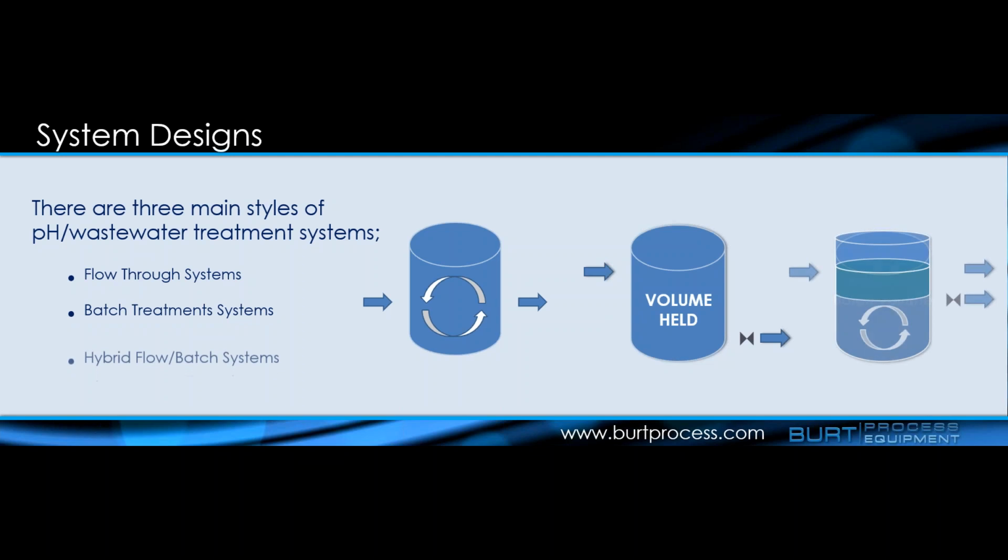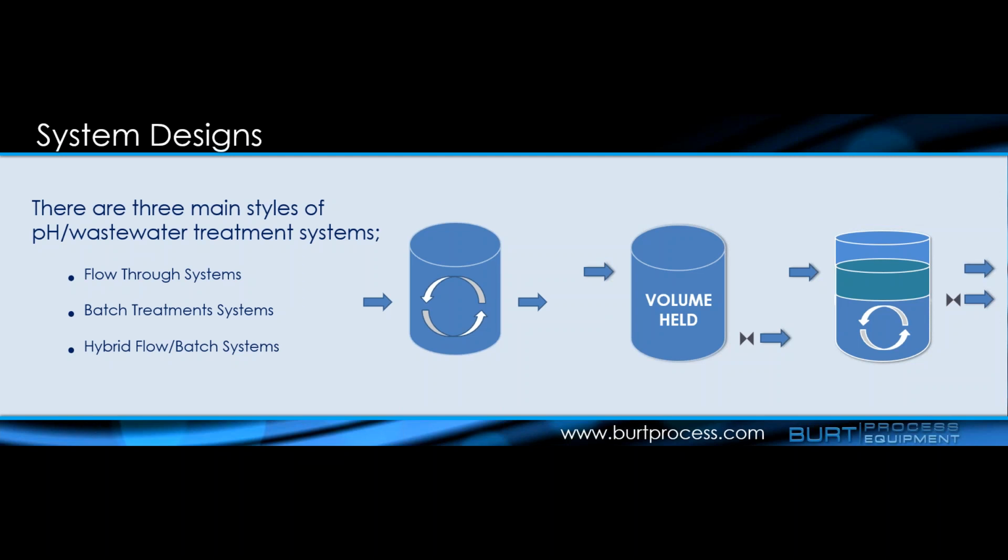Among the various active systems, there are three primary types of wastewater treatment systems: the flow-through system, the batch treatment system, and the hybrid flow batch system. 90% of pH systems are what's referred to as a flow-through system. Waste enters into a treatment tank or series of tanks, is treated, and then allowed to flow out at a steady state.